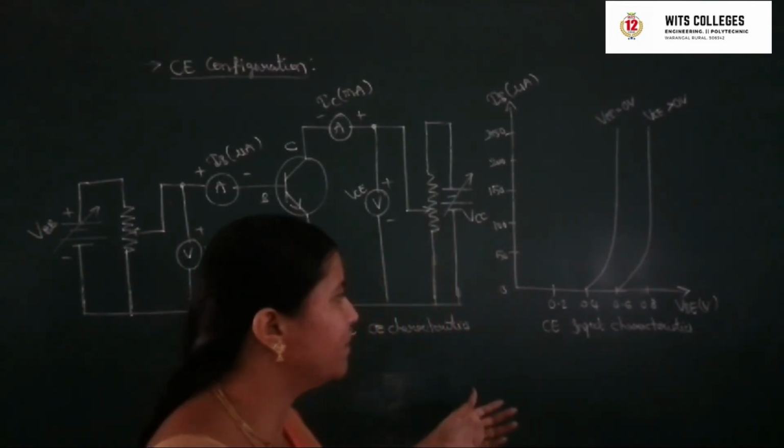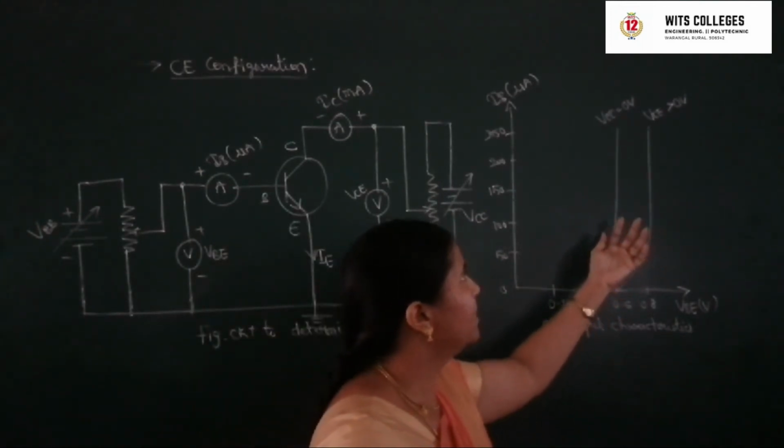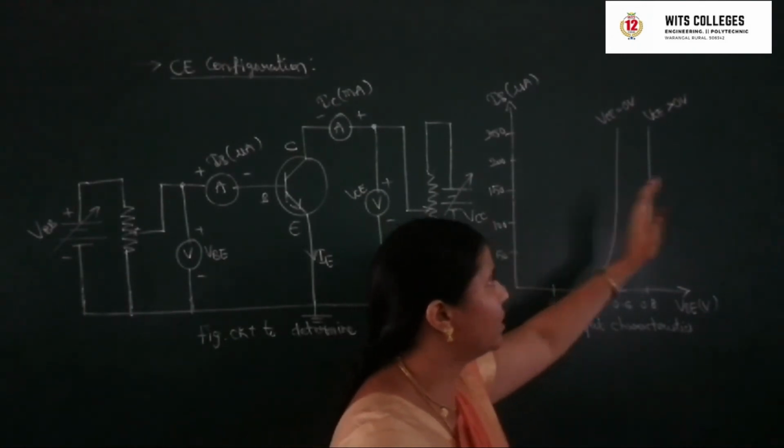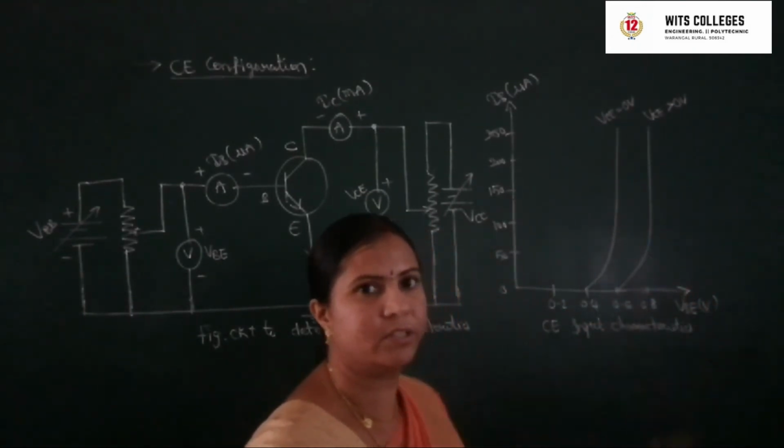In common base input characteristics, the curve is shifted to the left side. In common emitter, it is shifted to the right side. That is the basic difference.